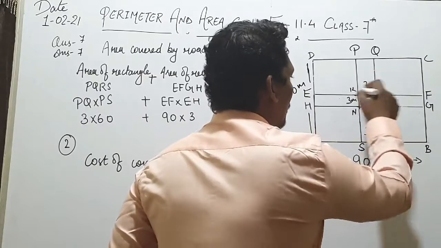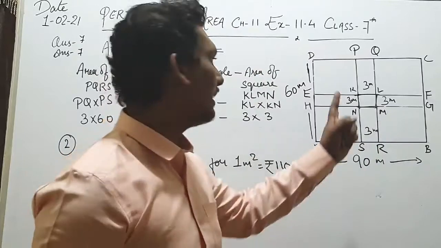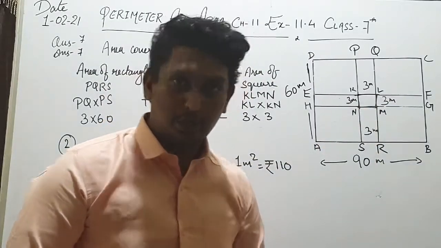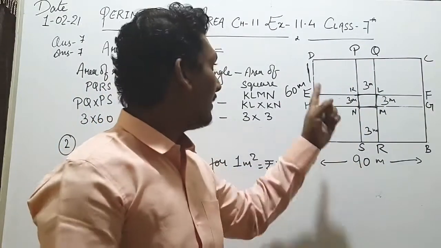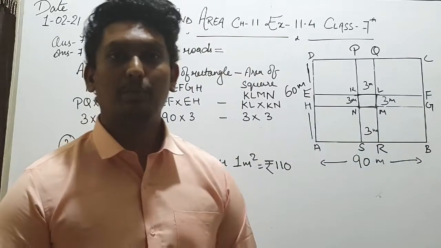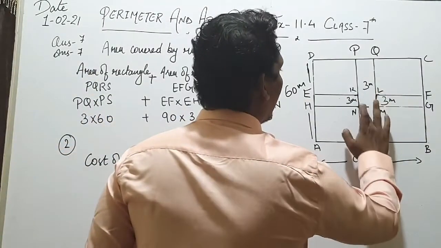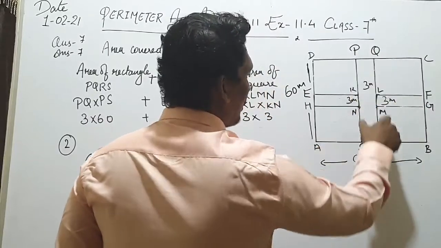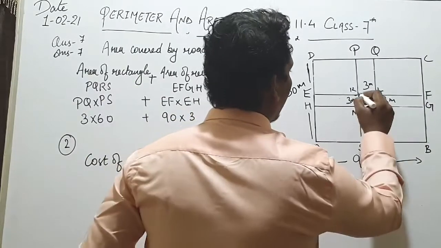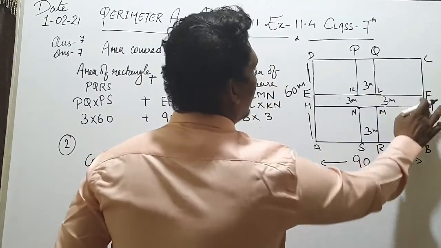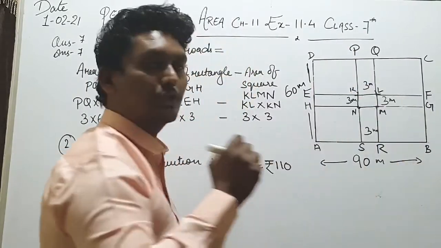When this crossroad crosses each other, one square is here. Same as in the previous question, KLMN is the square. As I told you, we have to find the area of this rectangle PQRS and rectangle EFGH. That's why we are excluding the area of the square, so that we can get this PQRS rectangle like this, and we can get the rectangle EFGH like this.